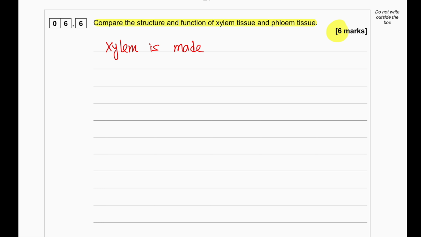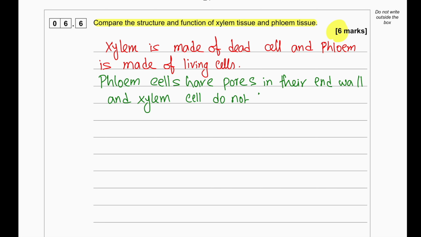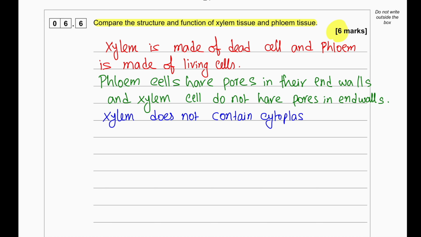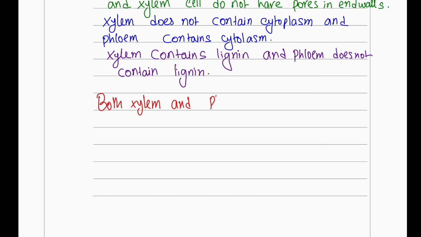With the structure, xylem is made of dead cells and phloem is made of living cells. Phloem cells have pores in their end walls. Xylem cells do not have pores in their end walls. Xylem is hollow and does not contain cytoplasm, whereas phloem contains cytoplasm. Xylem contains lignin. Phloem does not contain lignin. Both xylem and phloem are made of cells and are tubular.